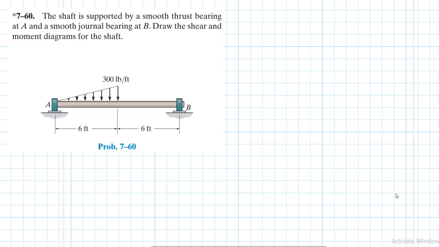The problem reads: the shaft is supported by a smooth thrust bearing at A and a smooth journal bearing at B. Draw the shear and moment diagrams for the shaft. This problem is coming from the Engineering Mechanics Statics textbook, 13th edition by R.C. Hibbeler. So let's draw the free body diagram.